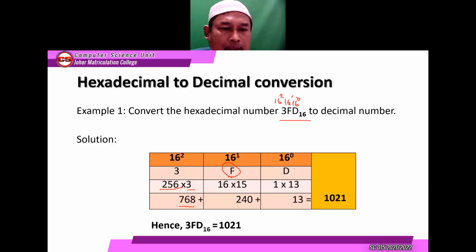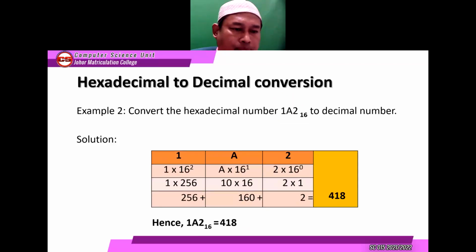And then the next column is D. D in hexadecimal numbers, in decimal numbers, D is 13. So 13 times 1 is 13. So you must add all the numbers. The answer is 1021. So 3FD based on 16 in decimal number is 1021.